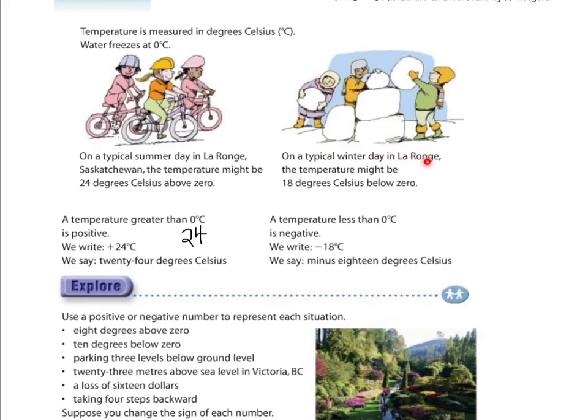A typical winter day in La Ronge, the temperature might be 18 degrees Celsius below 0. A temperature less than 0 is negative. We would write minus 18 degrees Celsius. And you cannot just write 18 degrees Celsius. Anytime a number is negative, it must have that minus sign. We would say this is minus 18 degrees Celsius, or 18 degrees below 0, or something like that.